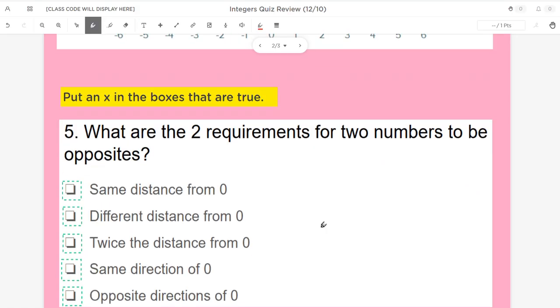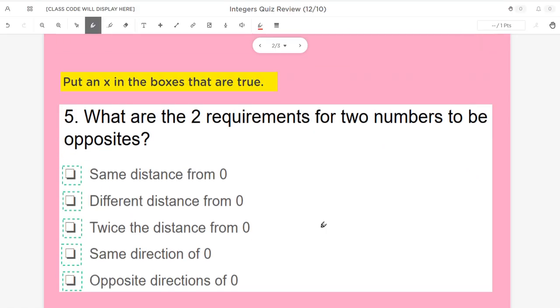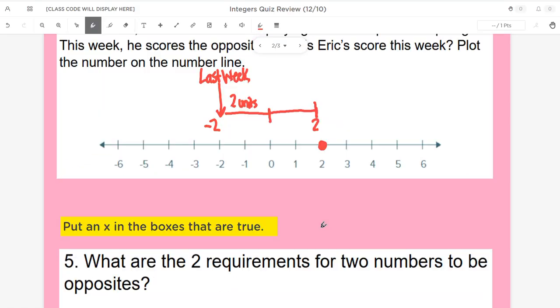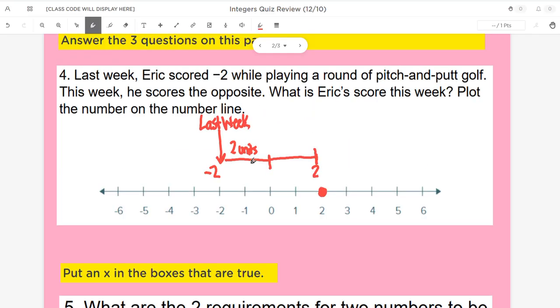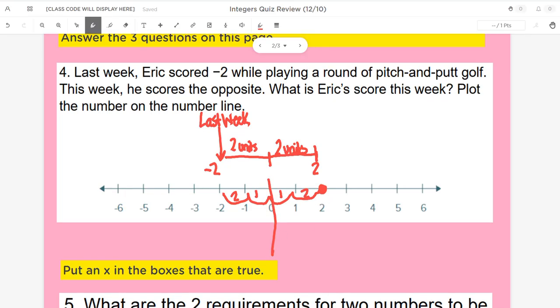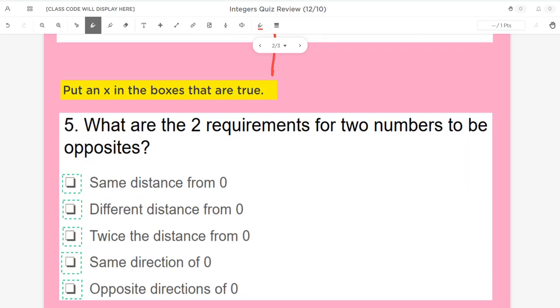Put an X in the boxes that are true. What are the 2 requirements for 2 numbers to be opposites? If we look up here, one of the requirements would be that it's the same distance from 0. So whether we're going 0 to +2 or 0 to -2, we're moving 2 units. So it's the same distance from 0. So that is correct. So you're going to want to put an X in that box there.